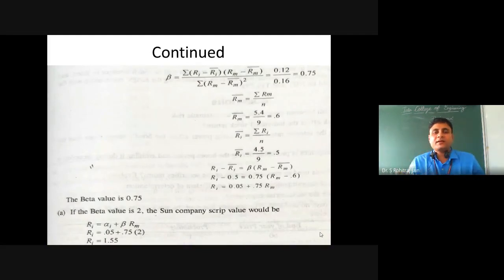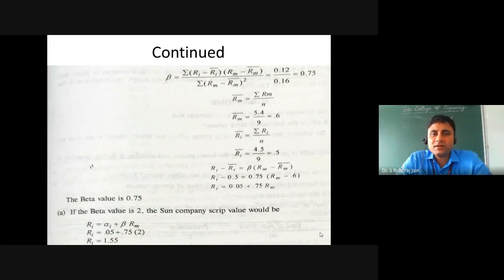Whenever you are writing in the notes, remember this formula, students. So beta is equal to what? Summation of (Ri minus Ri bar) into (Rm minus Rm bar) whole, divided by summation of (Rm minus Rm bar) whole square. Please understand this formula. I'll repeat once again.